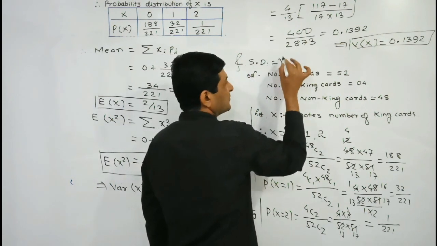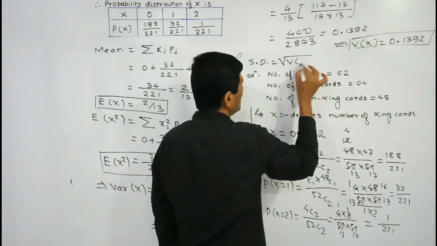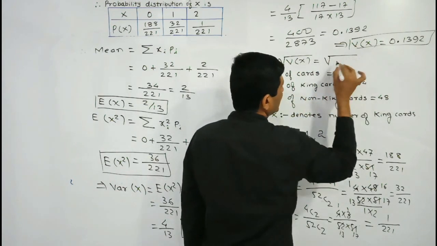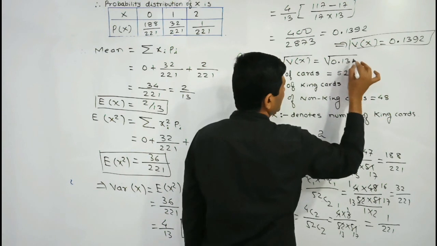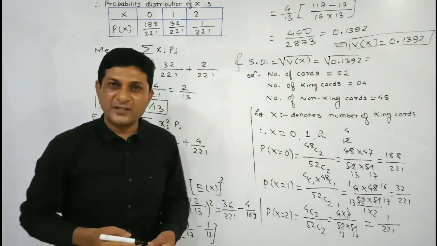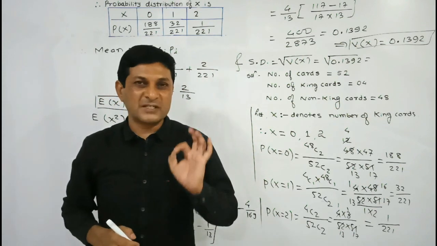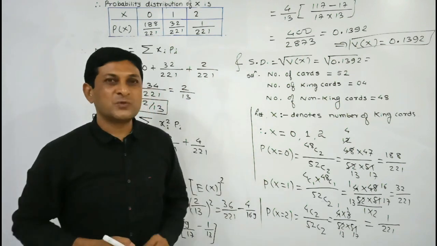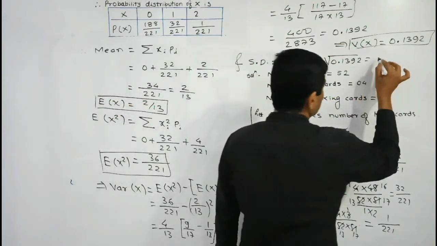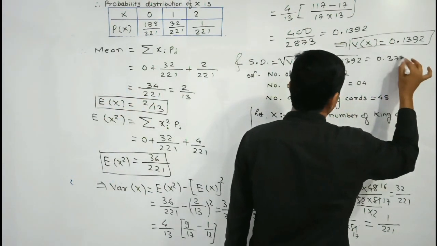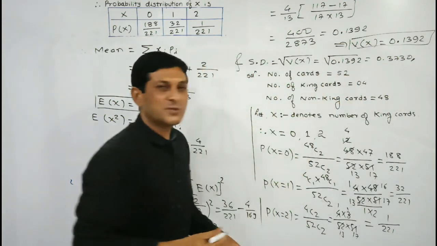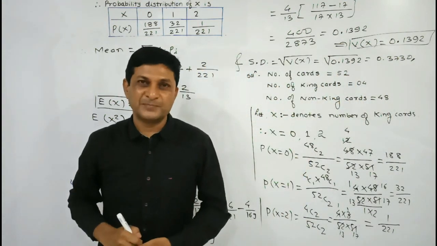What is the formula to find the standard deviation? Square root of variance of x. So which is equal to, means under root 0.1392. Now this square root you are able to find easily by applying the log table, and the value of this square root which I have got using the log table will be 0.3730. In this way we have got our last required value also, the standard deviation.